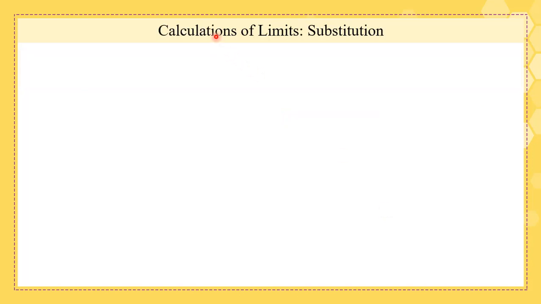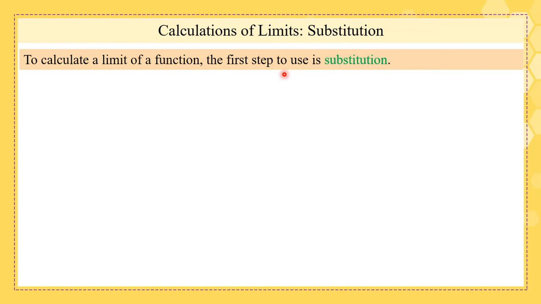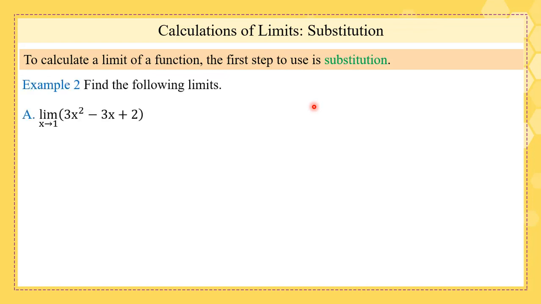Now, how do we calculate limits? The first step in calculating limits is the substitution. Let's see what we mean. To calculate a limit of a function, the first step is to use substitution. Let's find the following limits. What is the limit of this function as x tends to 1? So we just replace each x by 1 and see what happens. In this case, if we replace x by 1, we get 3 minus 3 plus 2, which is 2. So the answer is 2.